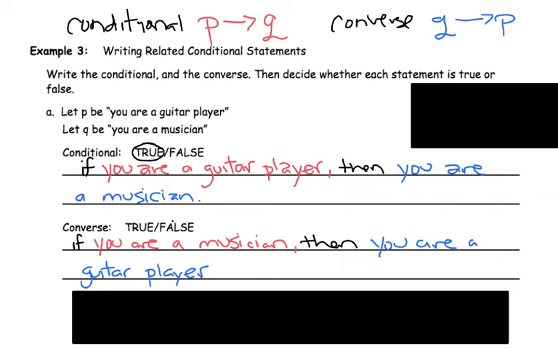Hopefully all you band people would agree that that has to be false. If you are a musician, then you are a guitar player? No, no, no, no. You could play the piano, the trumpet, the violin, the sax, so many other instruments. If you are a musician, you do not necessarily have to play guitar. So that statement is false. See the logic in all of this?